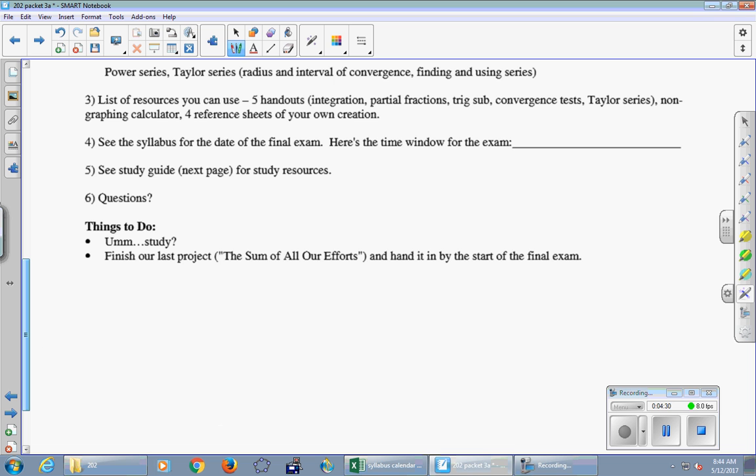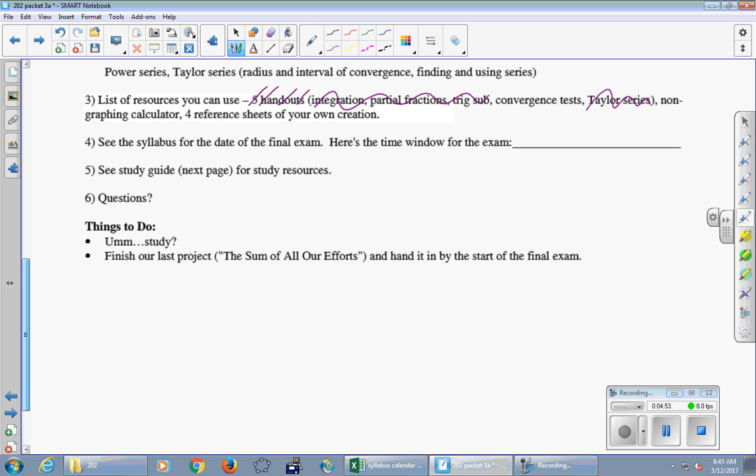All right, so resources that you can use for the final exam. It says 5 handouts. That is far more generous than I am this semester. So we're going to cross off almost all of this and boil it down to the one handout that you used on test number 3. You will still be able to use that.